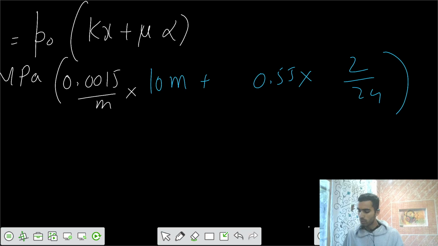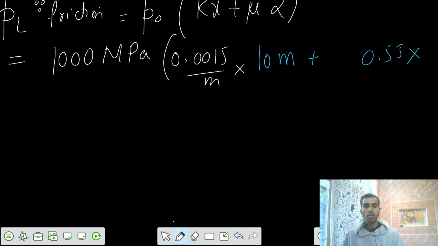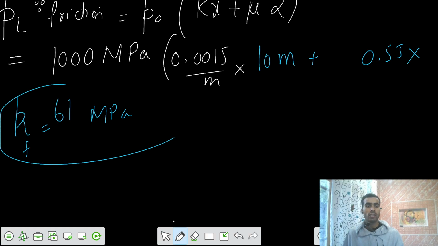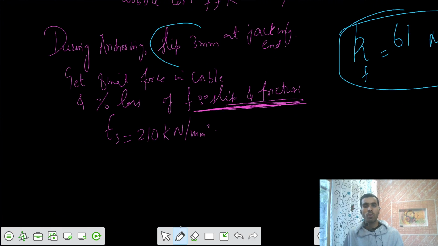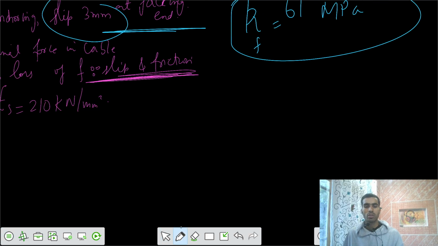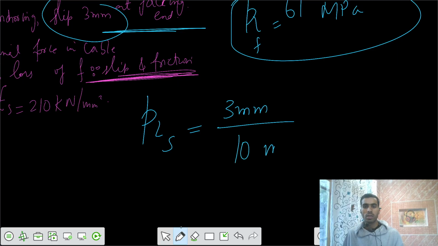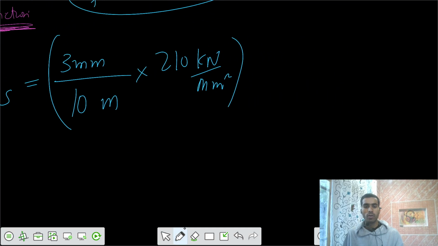And we can have the final loss equal to 61. That means this overall value is coming to be 61 megapascal. Loss of stress because of friction is 61 megapascals. Now we need to take the second part, how much loss is going to happen because of the slip. So the loss of stress because of the slip is 3 millimeters divided by the total length of 10 meters into the E value of 210 kilonewton per millimeter square. So you can solve that value.